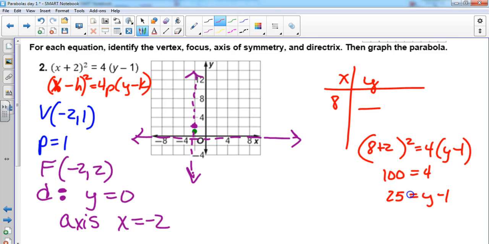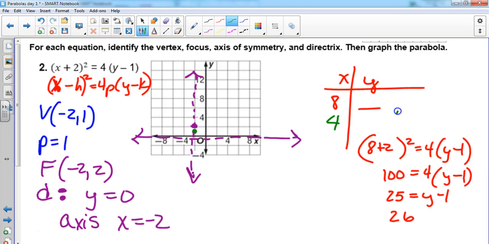Equals y minus 1. I just divided first, so I didn't distribute. So I got 26. I don't think that's going to fit. Maybe it is in the graph. 8, 26. So the good news is we know it goes up pretty quick, right? We might have to pick another value. Try 4.